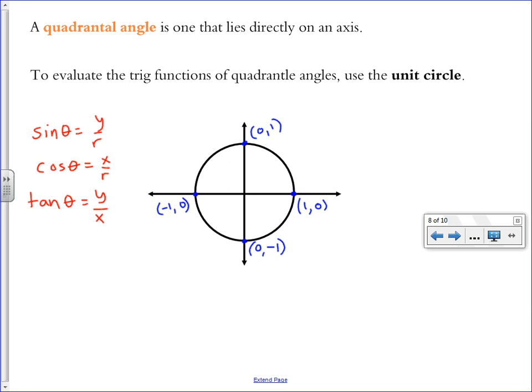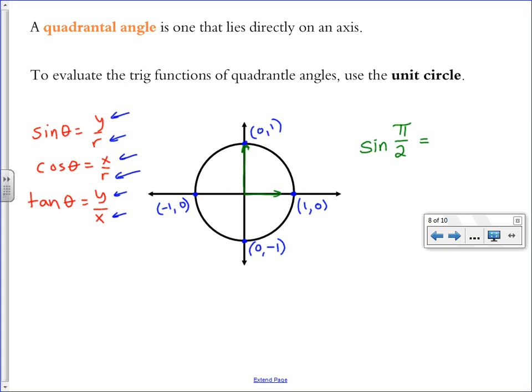I need an x and a y in order to evaluate the sine, cosine, and tangent, and we of course know that the radius of this circle is always 1. So now I have values that I can use for x, for y, and for the radius on each of the quadrantal angles. So if I ask you to do the sine of pi over 2, for example, pi over 2 is a 90-degree angle, right? It's 180 divided by 2. So if I go to my 90-degree angle, that would be right here.